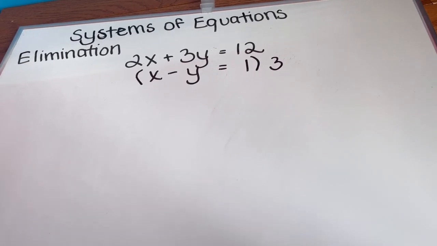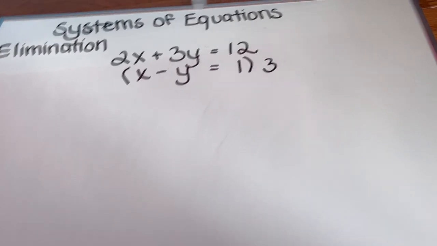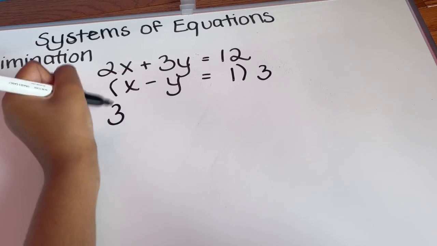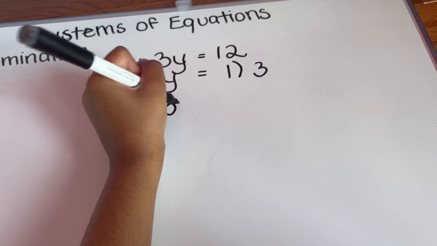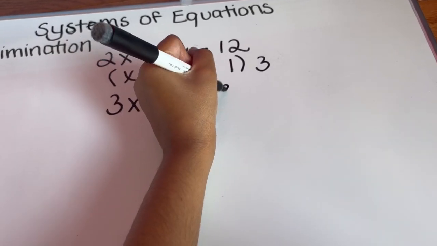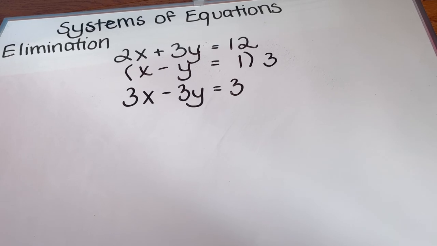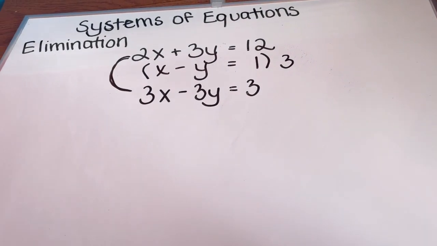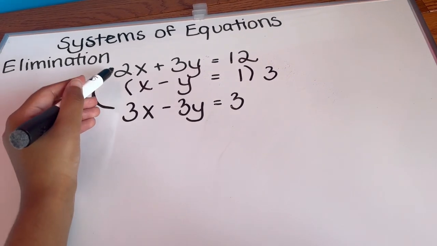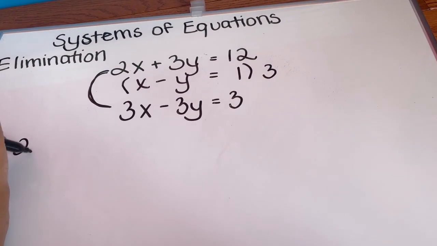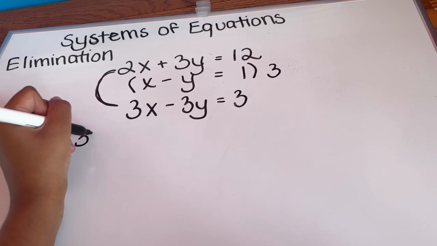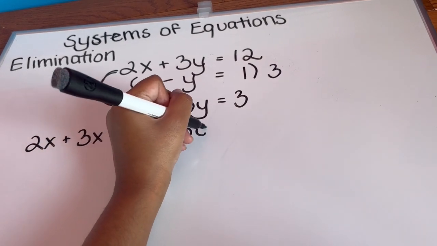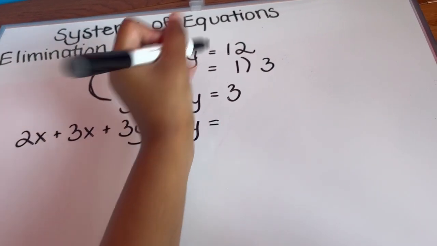And we want them to be opposite signs, so we don't want to multiply by negative 3. So if we multiply the bottom equation by 3, our new equation is 3x minus 3y equals 3. Next, what we want to do is we want to add these two equations together. And then we can solve for x. So if we add these two equations together, we have 2x plus 3x plus 3y minus 3y equals 12 plus 3 is 15.